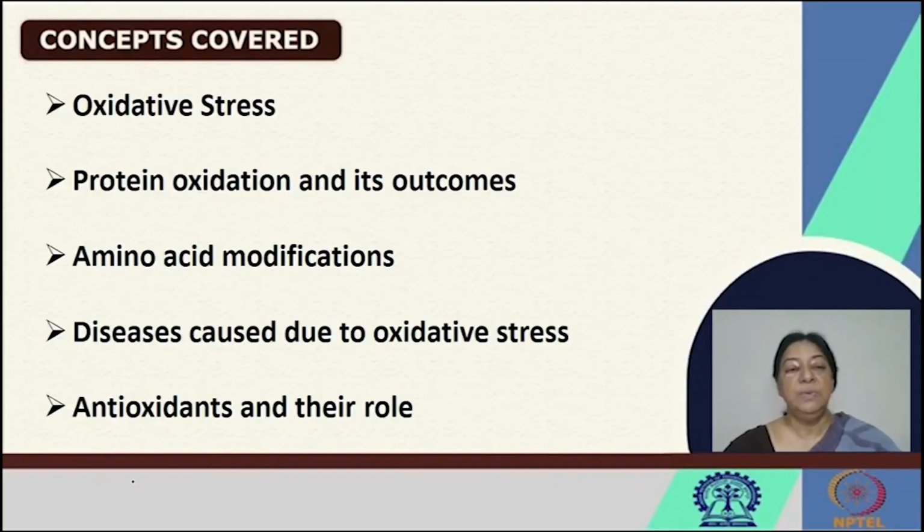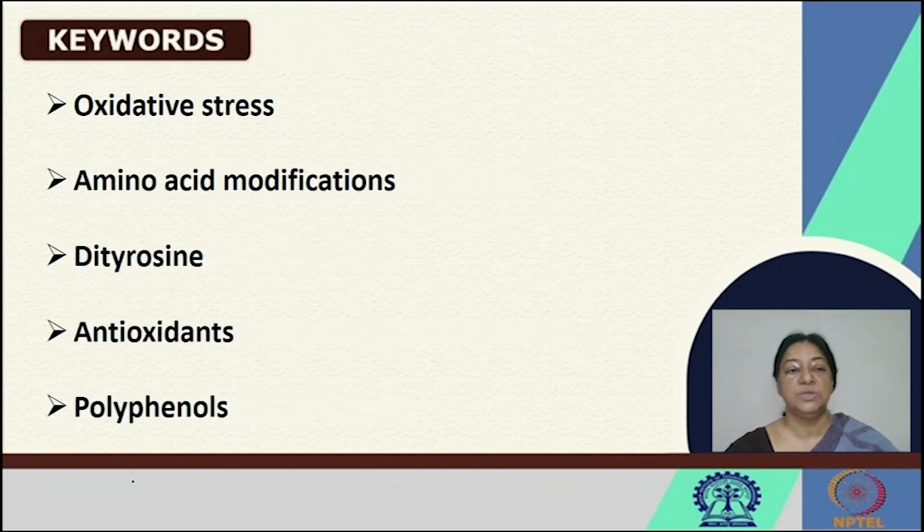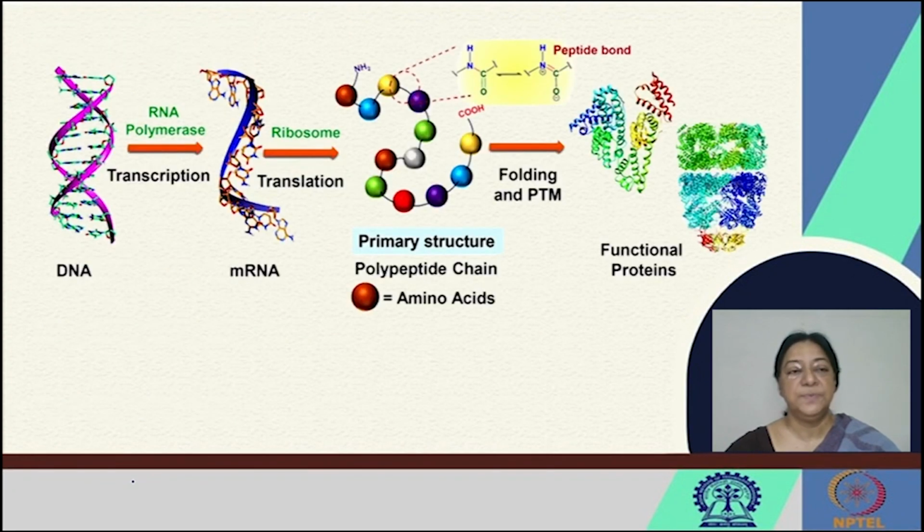In this lecture, we will look at the concepts covered in terms of oxidative stress, protein oxidation, what we mean by protein oxidation, specific amino acid modifications, the diseases that are caused due to oxidative stress, and specific antioxidants and their role to combat oxidative stress and the damages that they cause. These are specific keywords that we will be looking at as the lecture is delivered.